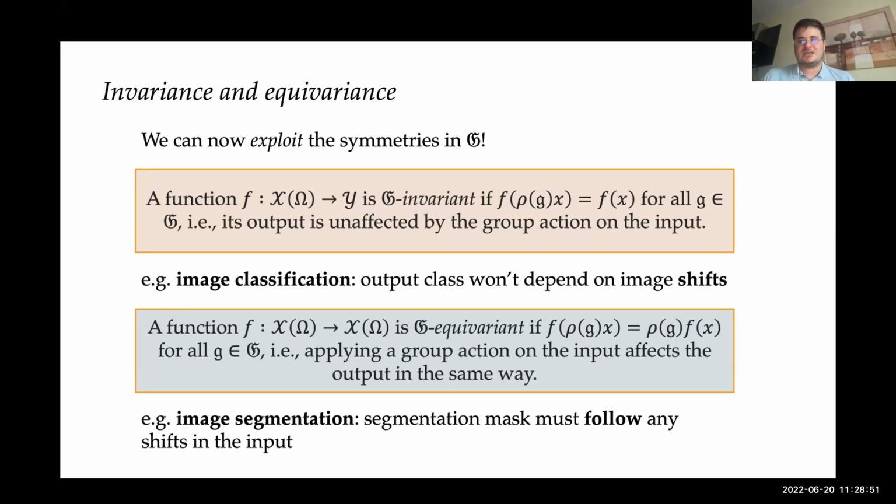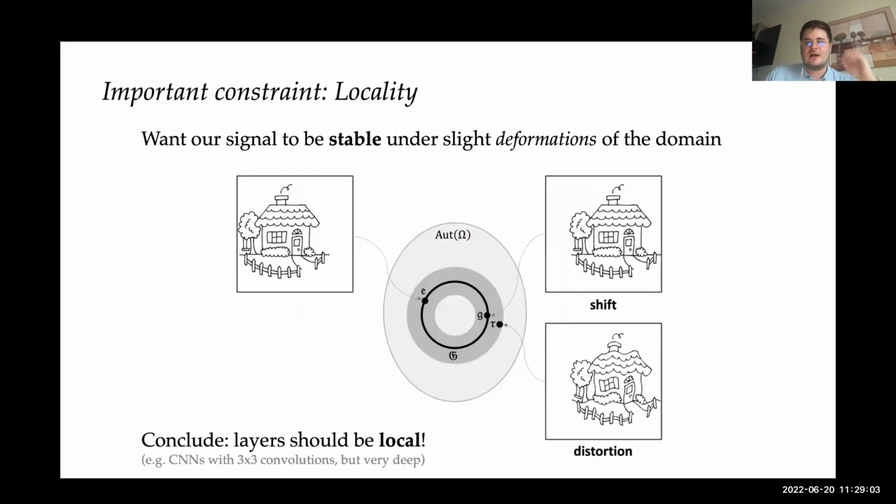So in the case of segmentation, what does this mean? If I translate my input image, I will not get exactly the same segmentation mask, but rather it will change in a predictable way. It will shift in exactly the same way that I shifted the input. Now, these two properties in and of themselves are not usually enough to ensure scalable and stable learning.